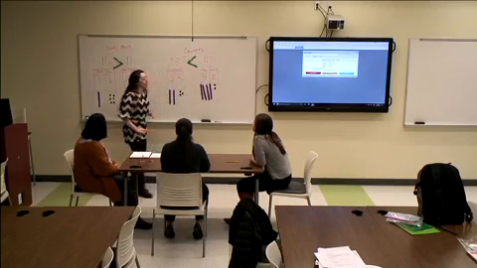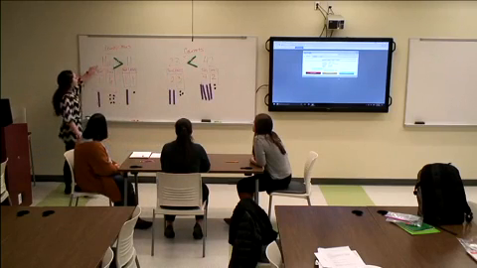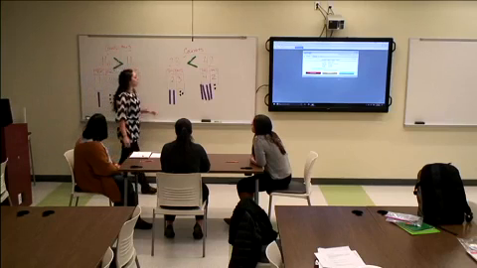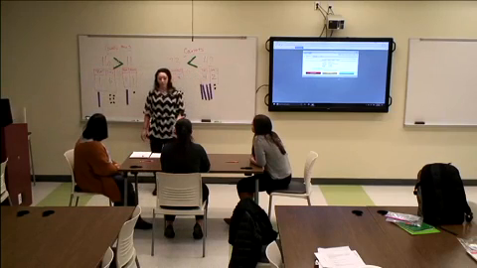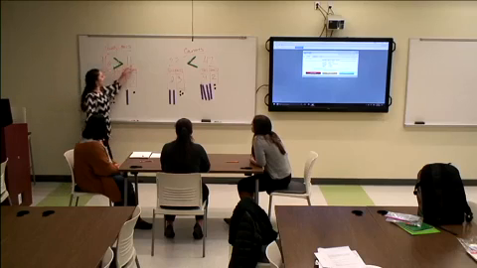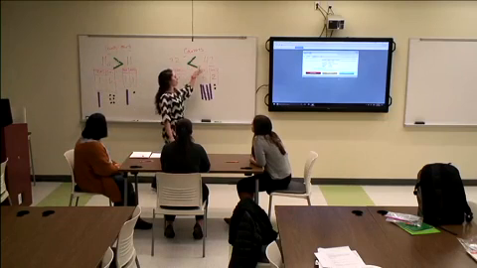Okay, so when we read our sentences left to right, just like when we read books, we say that 16 is greater than 11, and we say that 23 is less than 42. You guys say it together. 16 is greater than 11, 23 is less than 42.